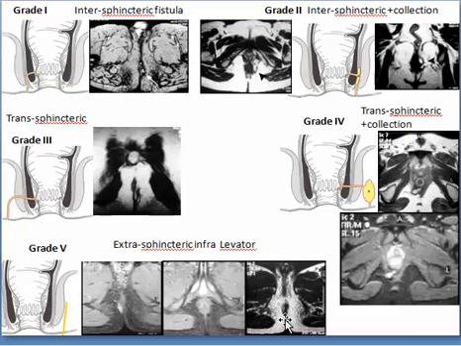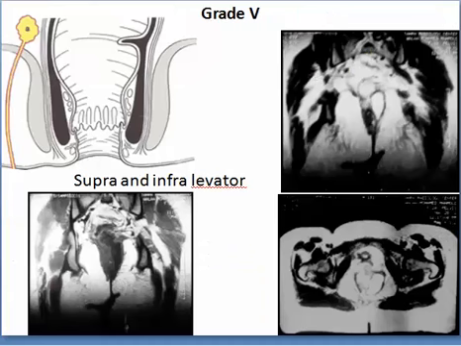This is extrasphincteric, inferior to the elevator ani. However, it may be involving from the parasphincteric region, but penetrating the elevator ani muscle.